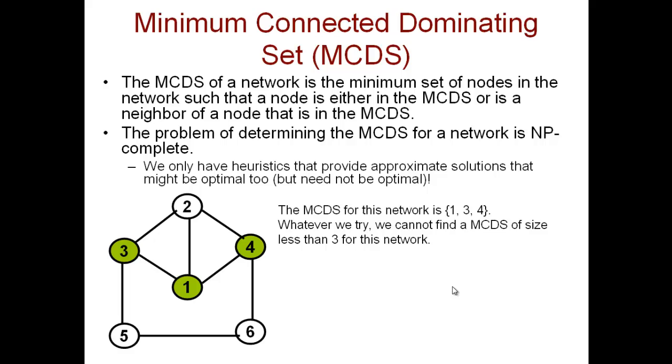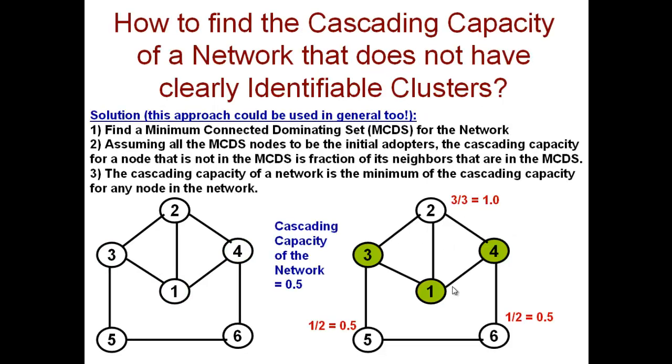Now, how to use the MCDS to compute the cascading capacity of the network. So that's what we'll see first. So the solution is quite simple. We'll first find the MCDS of the network and we'll assume that all the MCDS nodes, again MCDS is going to be a very small set of nodes compared to all the number of nodes in the network. So it is okay to assume all the nodes that are part of the MCDS to be initial adopters.